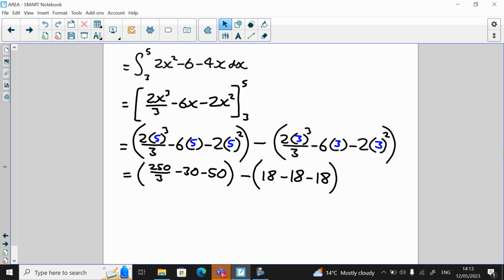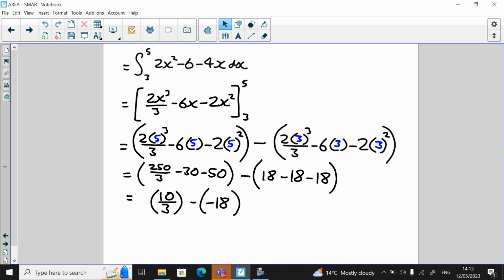With the second bracket anyway, it should appear the same because it was 3 we inserted. But the first bracket, it looks a little bit different, the one on the left. We've got 250 over 3, that's not nice. So we'll just type it into the calculator here, and we'll do the same in the second bracket.